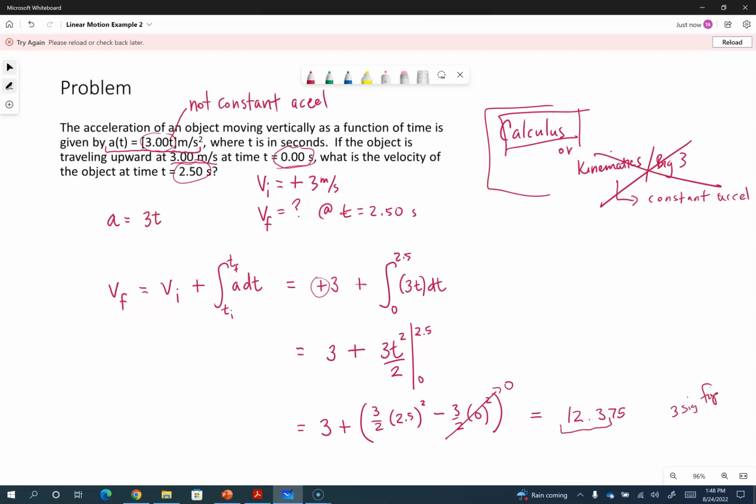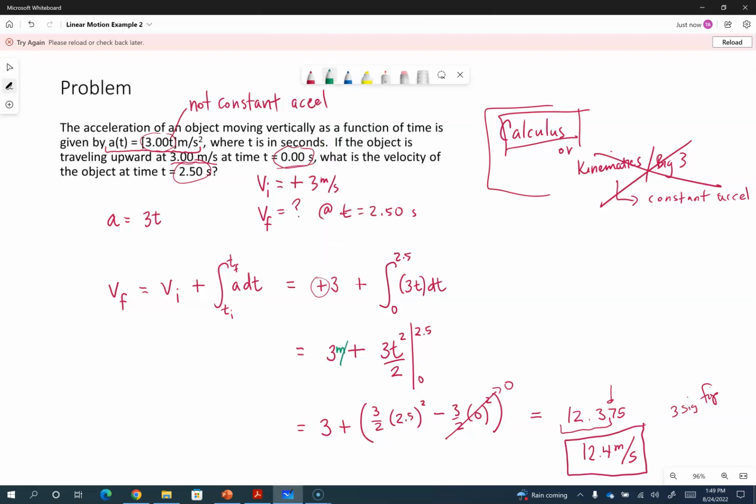3 digits would take us to the 3, but we do need to consider proper rounding rules. With this being 7, that means we need to round the 3 to the 4, and our units will be meters per second.